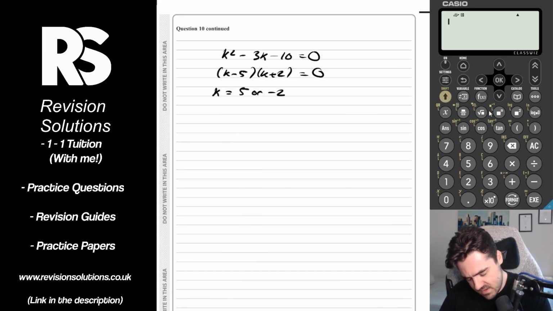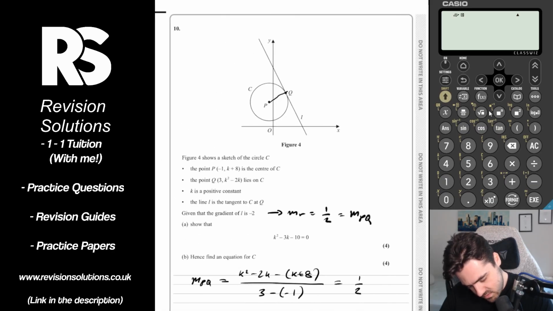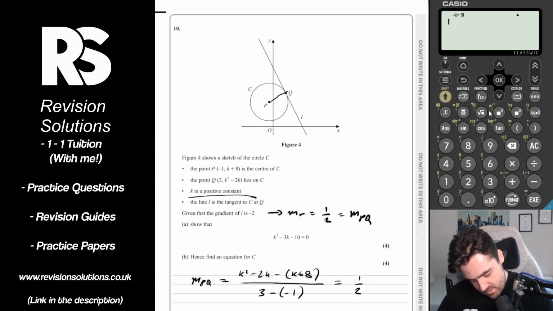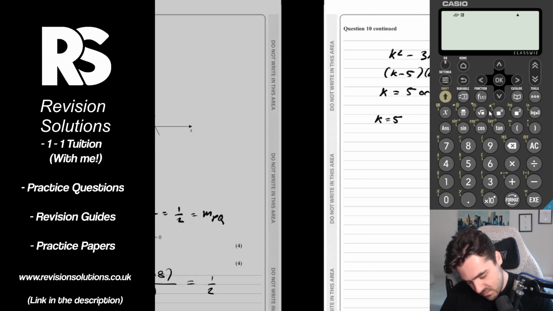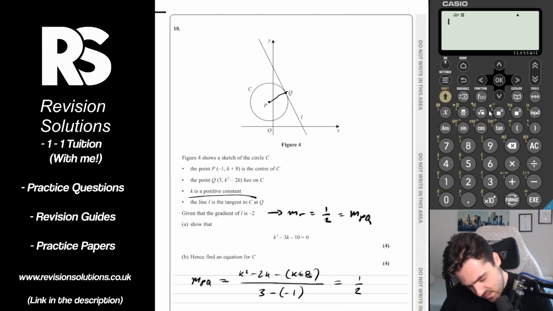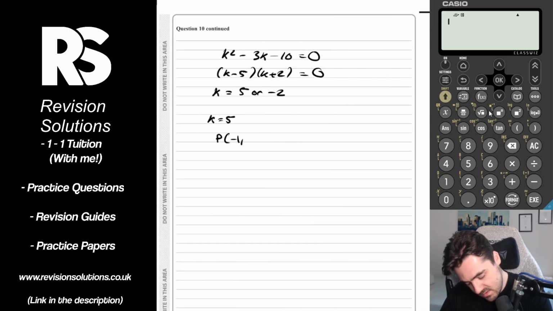Now we have a decision to make about what value of k. Let's go back to the question. It says k is a positive constant, so that means k must equal 5. And to find an equation for c, we need the center and the radius. Well, we've got the center now. That's just point P. So P is minus 1, and then it was k plus 8, so that would be minus 1, 13.